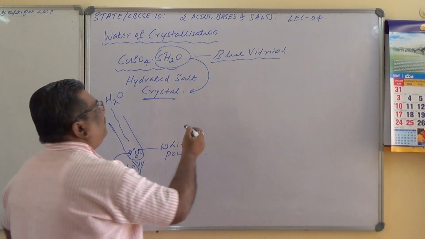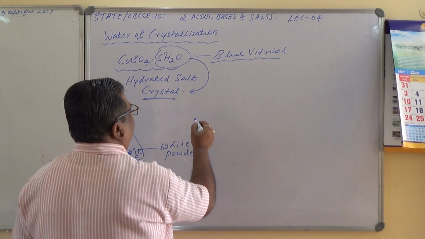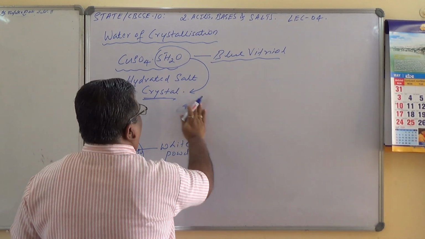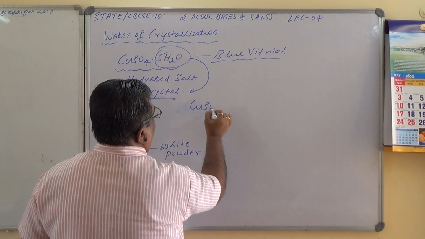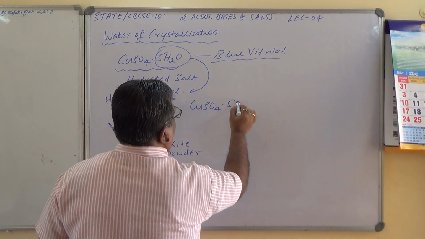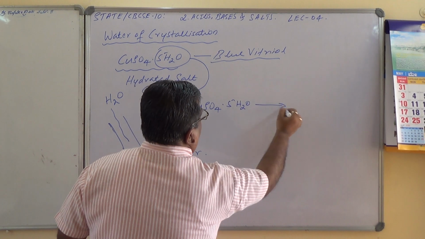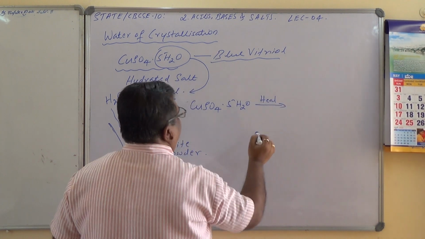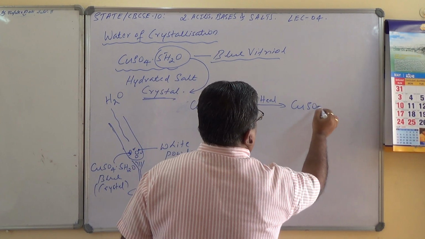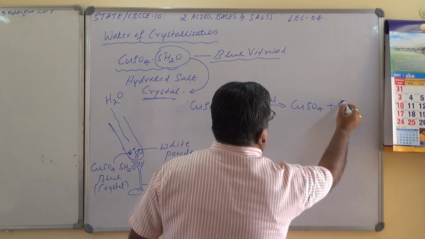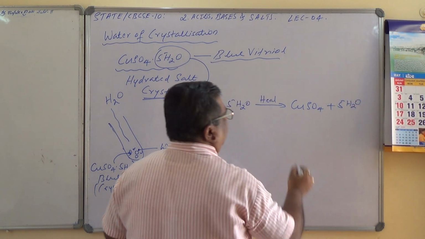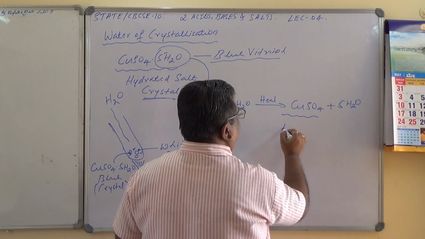Say for example, first let me write the reactions here. Copper sulfate, CuSO4 into 5H2O. So what happens if you heat it? It will become CuSO4 plus 5H2O. This is called anhydrous salt.